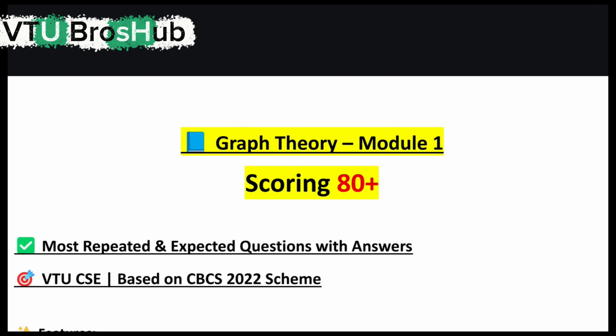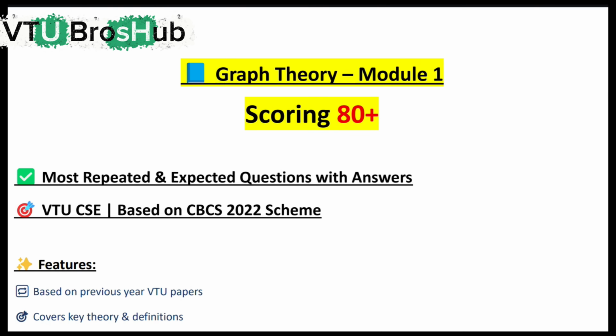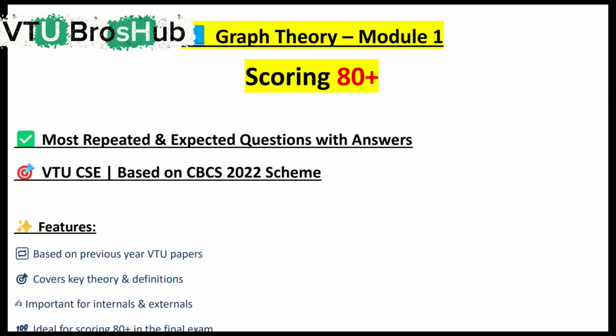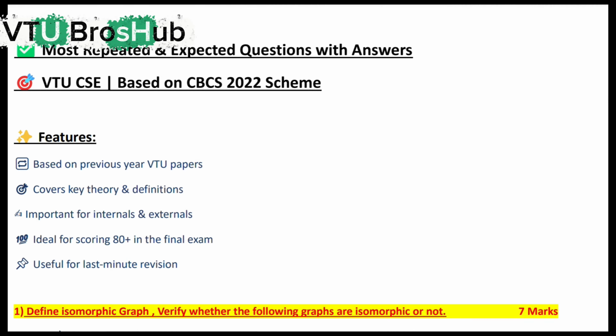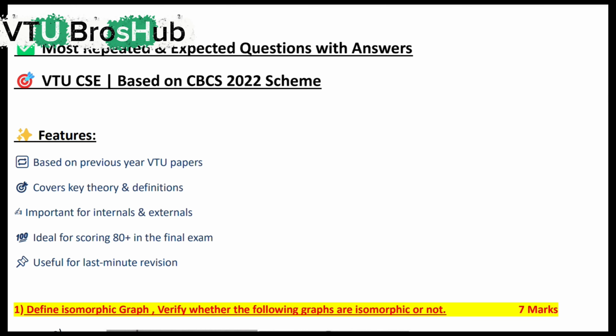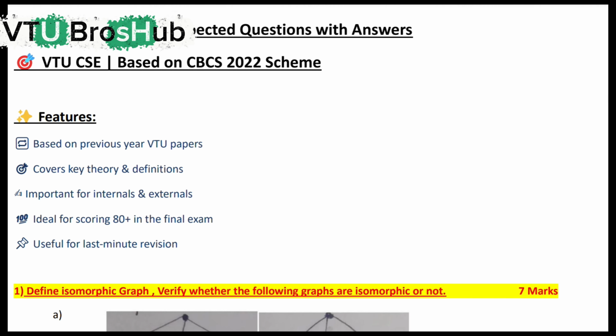We're covering the most repeated and expected questions from Graph Theory Module 1, directly based on VTU's CBCS 22 scheme. These are the questions that keep repeating in model, makeup, and regular exams. If you prepare these, you can easily score 20 out of 20 in Module 1. Let's go! Let's begin with the first question.